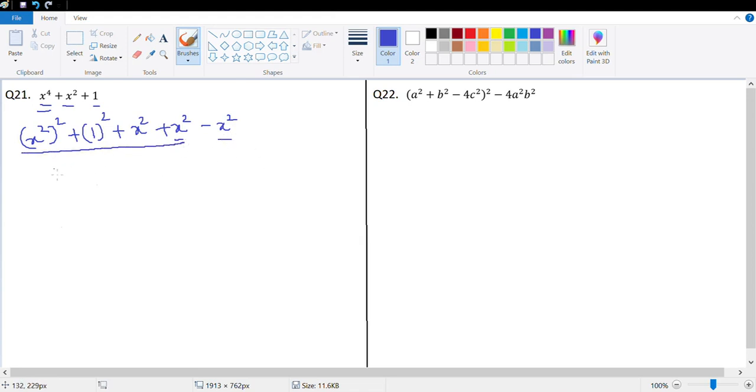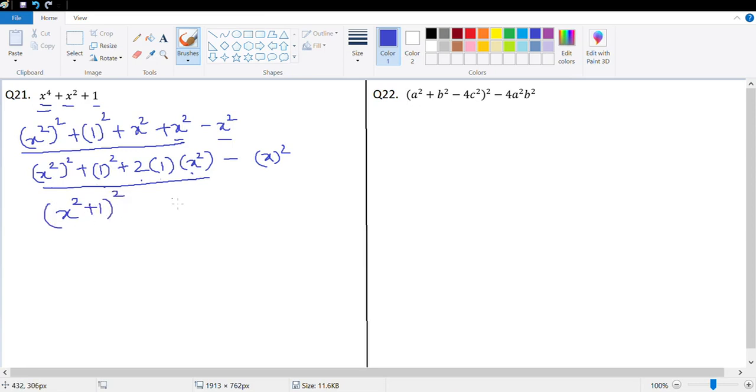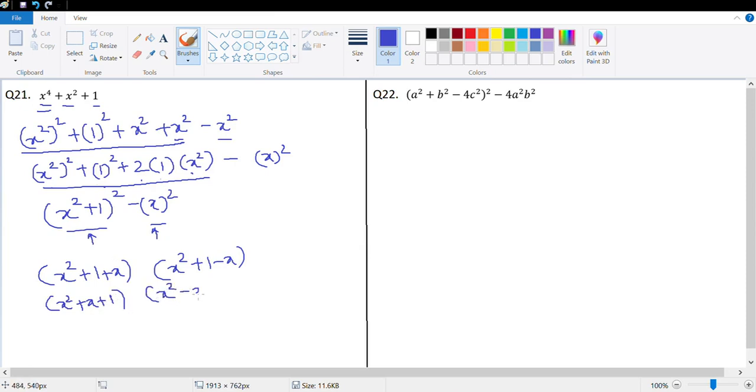If I group it the way I've underlined, what I have is x square whole square plus 1 whole square plus 2 times 1 into x square, and this is x square. This is nothing but x square plus 1 the whole square, a square plus b square plus 2ab. So the first three terms is nothing but x square plus 1 the whole square, and this is minus x square. Now this is of the form a square minus b square. So the answer will be a plus b multiplied with a minus b. Yes, so let's see if this can be factorized any further. So this is x square plus x plus 1 multiplied with x square minus x plus 1.